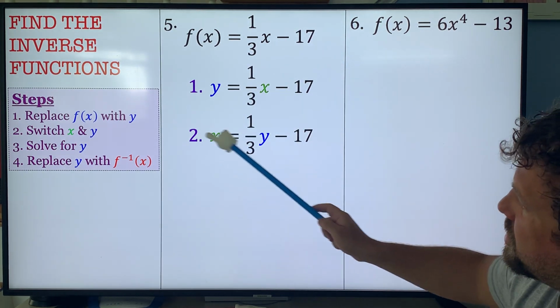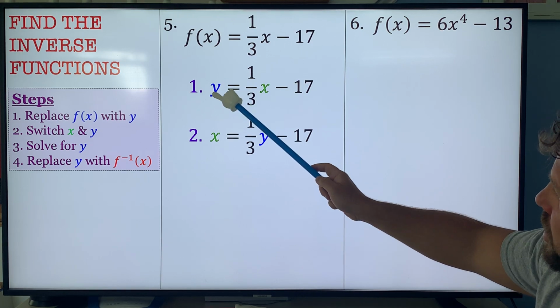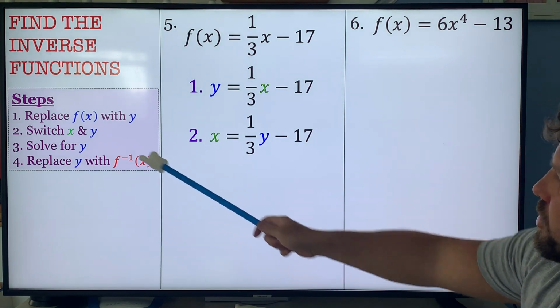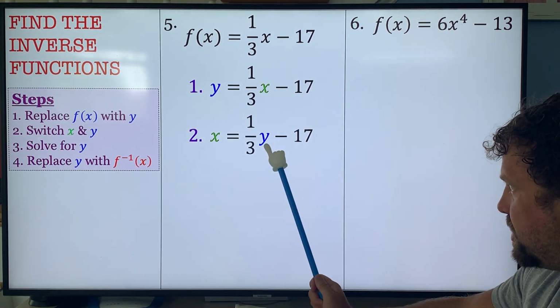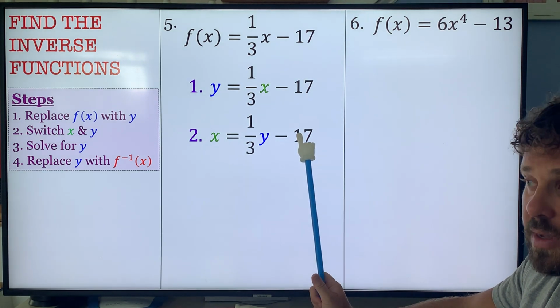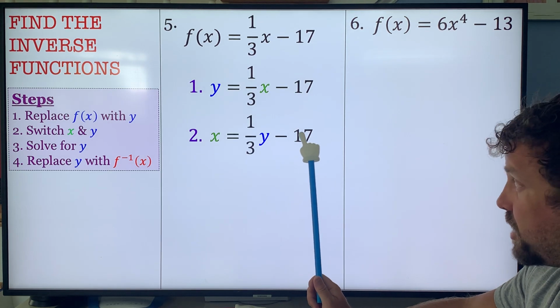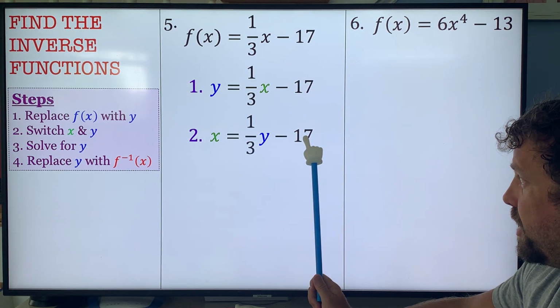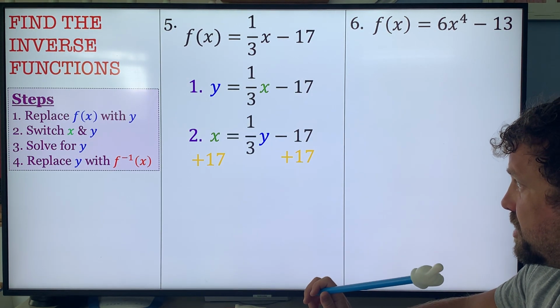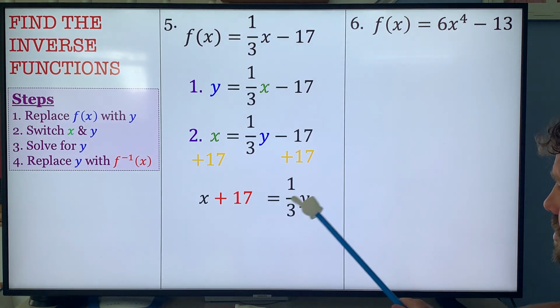And then step 2, switch the x and the y. X goes to y, y goes to x. Step 3, solve for y. So I have to isolate y here by itself. So I do the opposite of PEMDAS: parentheses, exponents, multiply, divide, addition, subtraction. To balance the equation, I have to add 17 to both sides. X plus 17 equals 1/3 y.